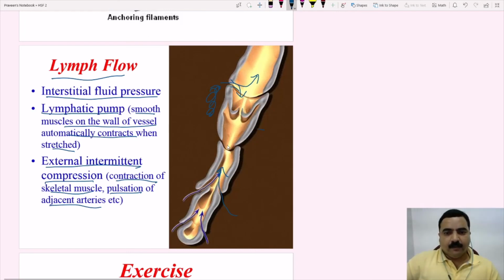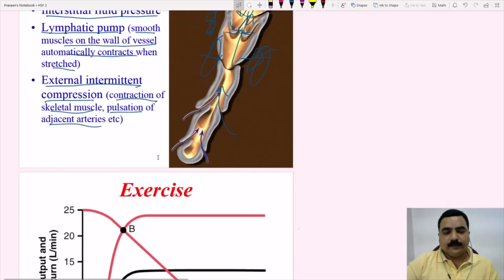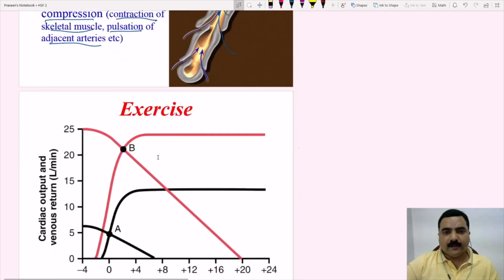So when the skeletal muscle is contracting from both the sides, what happens? This will cause compression and the lymph will move forward. But it cannot move downward because of the valves, you have the valves over here. So the valves will prevent the backflow of the lymph. Okay, so now let us see the next topic.